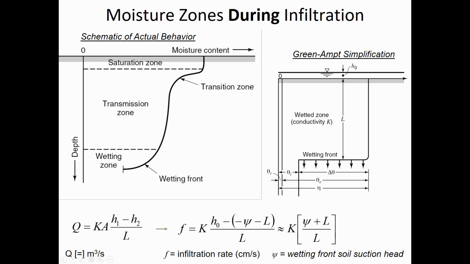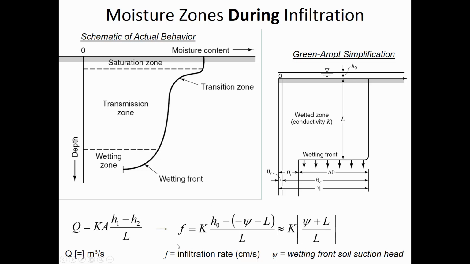Well, the Green-Ampt simplification says let's use those same kind of ideas. Now, instead of doing it on a volumetric basis, let's just take the area parameter out. So if we took the area parameter out of Darcy's law, then it would have units of length per time instead of units of volume per time. So if it was just K times H1 minus H2 divided by L, it would say the speed that the water is moving through the column of soil.